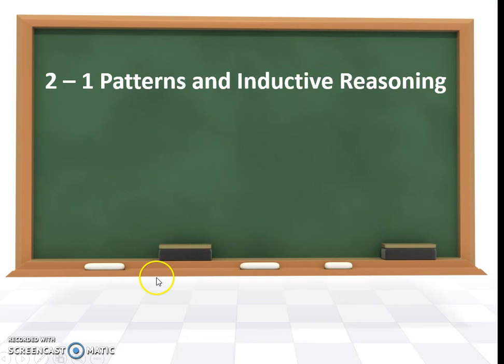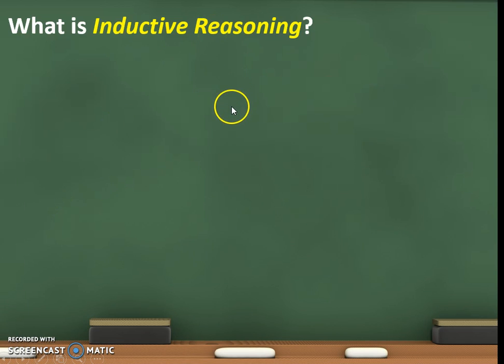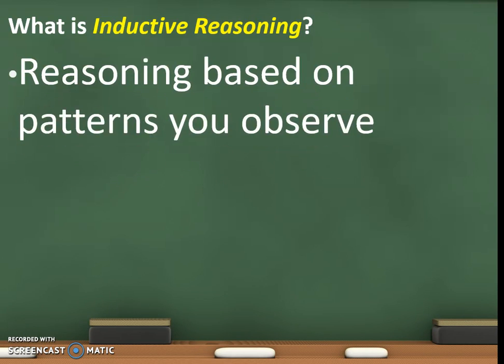So we're going to start Unit 2. Today's lesson is Unit 2-1, Patterns and Inductive Reasoning. What is inductive reasoning? It is reasoning based on patterns you observe. This is a very important definition that I need you to remember. So when I ask you what is inductive reasoning, it's reasoning based on patterns you observe. You observe a certain pattern and you make your reasoning based on that.